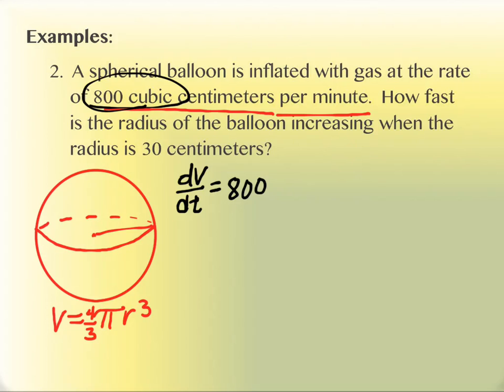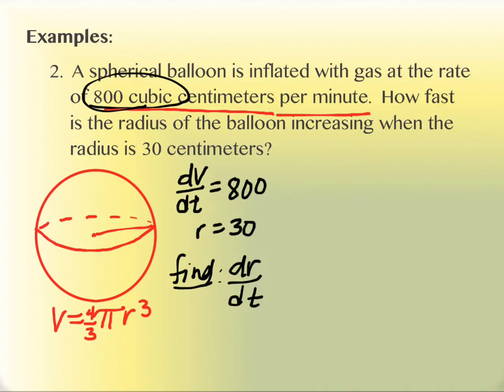The other piece of information that we're given, again, it's not constant, that is, it's not always 30 centimeters, but at some point in time it's going to be 30 centimeters. What is the 30 centimeters? The radius. And what are we asked to find? We're asked to find dr dt, that is, how is the radius changing?